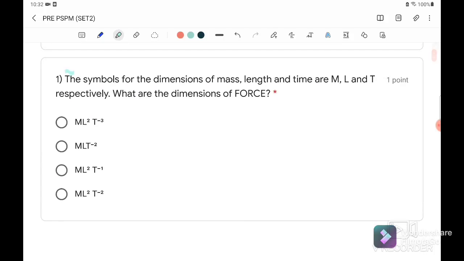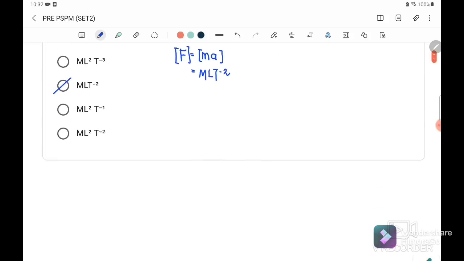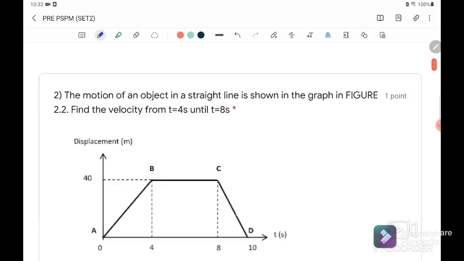Question number 1. The symbols of the dimensions of mass, length and time are M, L, T respectively. What is the dimension of force? Force is equal to ma. The dimension for mass is capital M. The dimension for acceleration is LT^-2. So the answer is B. Next, we go to question number 2.